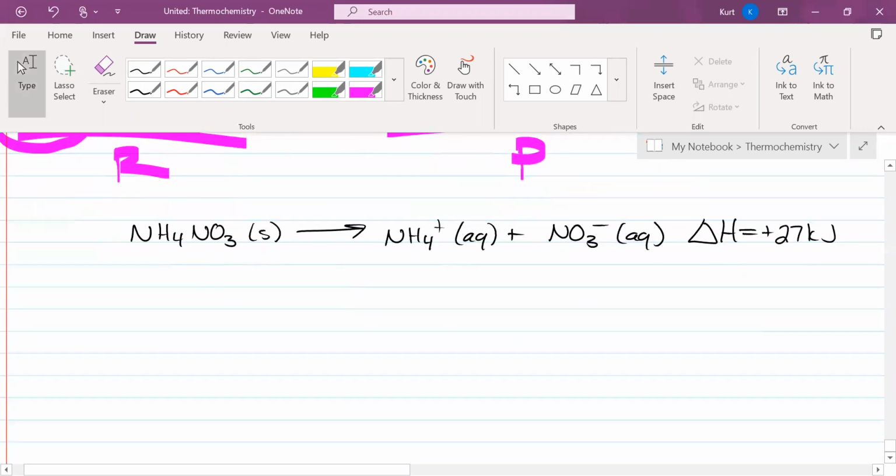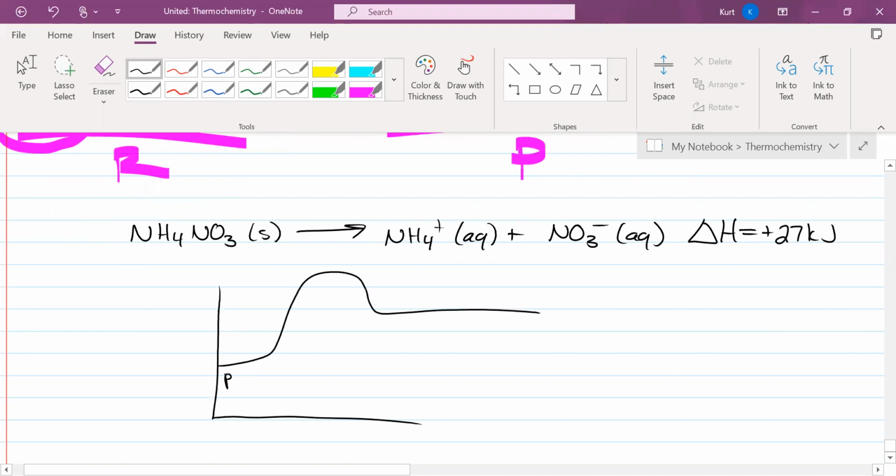Okay? If you actually looked at it on an XY axis, it will look like this. These are your reactants. These are your products. And that is going to be an endothermic reaction.